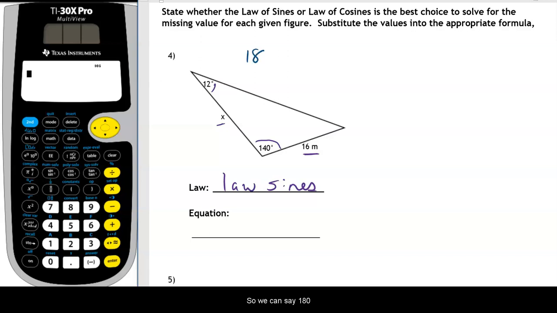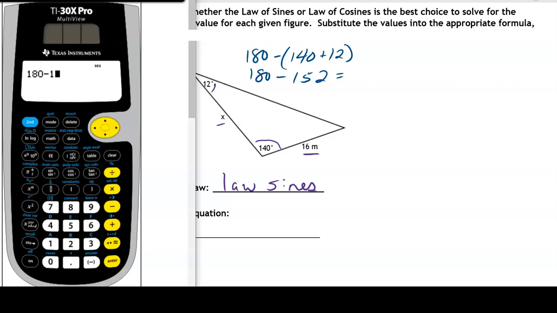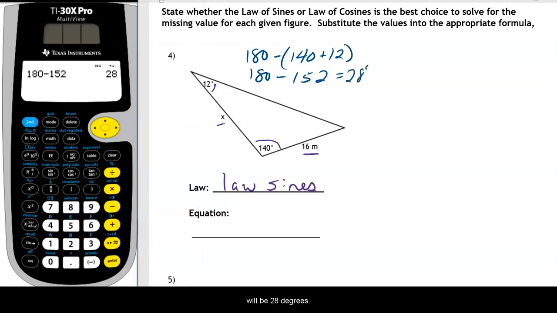So we can say 180 minus 140 and 12. So 180 minus 152. And if we subtract that, our angle will be 28 degrees. So we're going to use that angle to help us find our x since it is opposite that x.